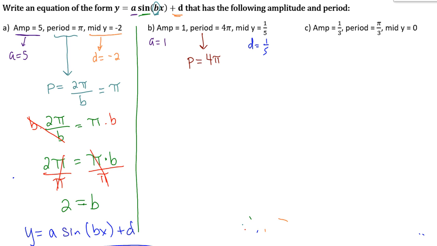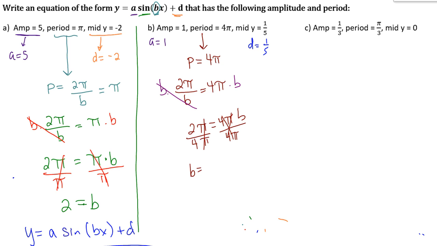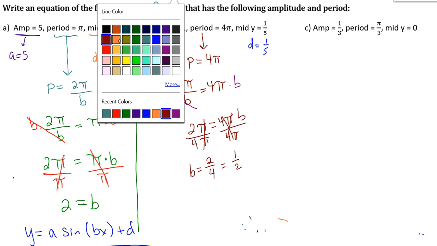And again, you can take 2 pi over b equals 4 pi. Go through and finish solving. Multiply by b. Then you've got 2 pi equals 4 pi b. Divide by the 4 and the pi. Over here, the pi's cancel. You get b equals 2 over 4 or 1/2. Okay, and we've got all our pieces.